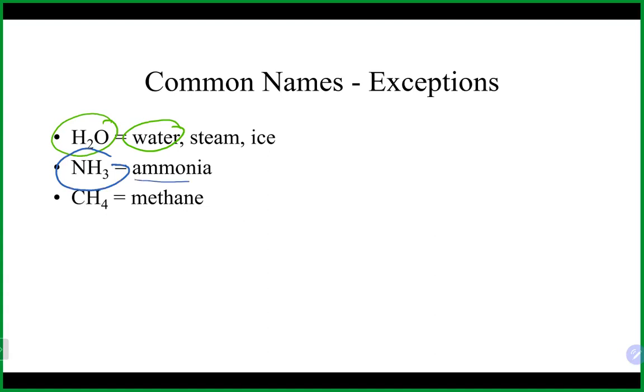NH3 is ammonia. And this one should not be confused later on when we talk about a polyatomic ion that looks very similar to it, which is NH4+.